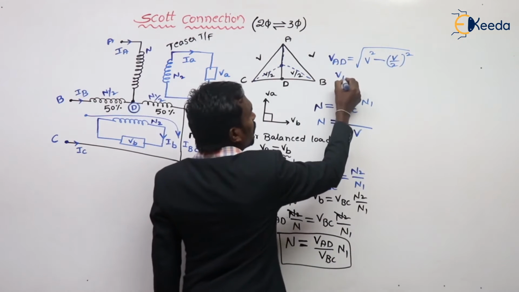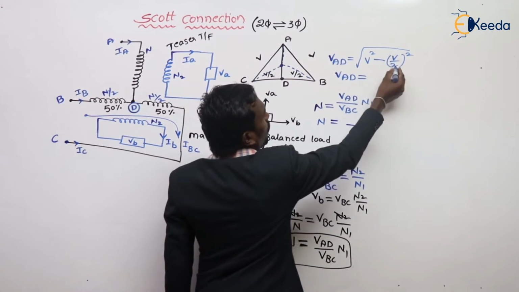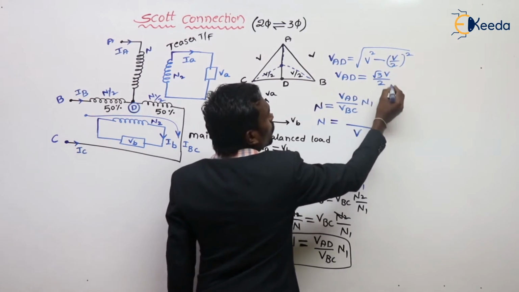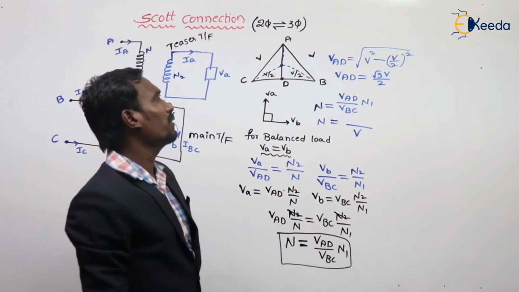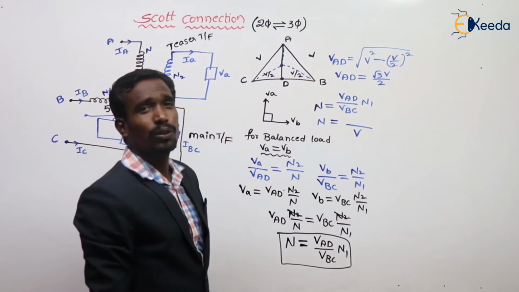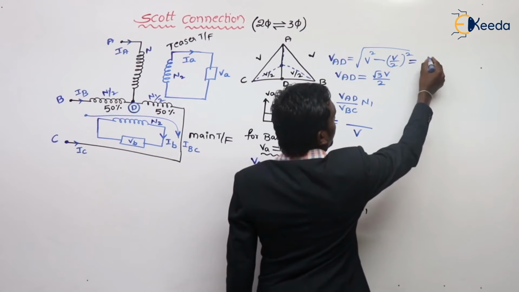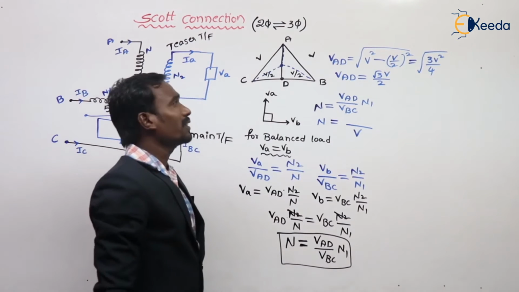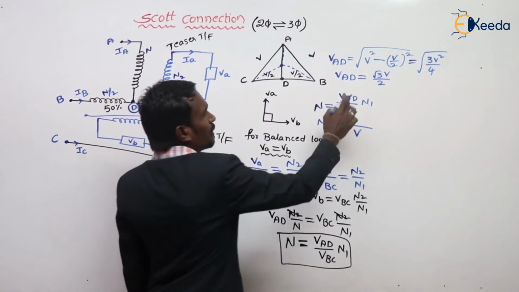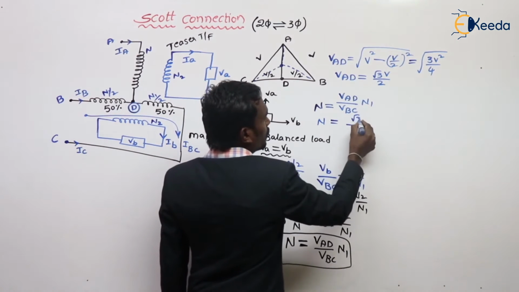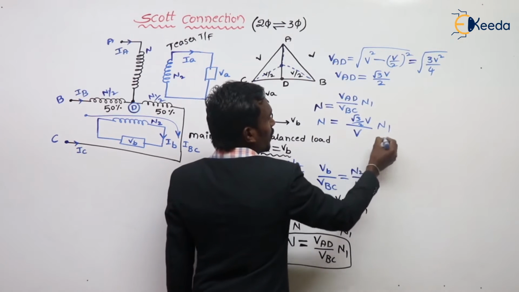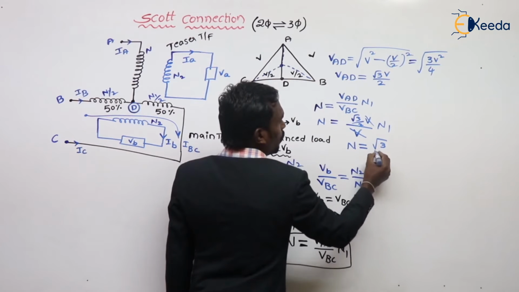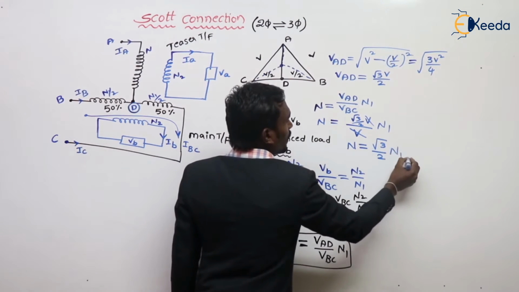So what is the answer? If you calculate this, what is the answer? V square and V square by 4, nothing but root 3 V by 2. Yes or no? If you calculate this, 3V square by 4, then root 3V by 2. Nothing but the VAD value is root 3 by 2 times of V into N1. V gets cancelled. So N is equal to root 3 by 2 times of N1.